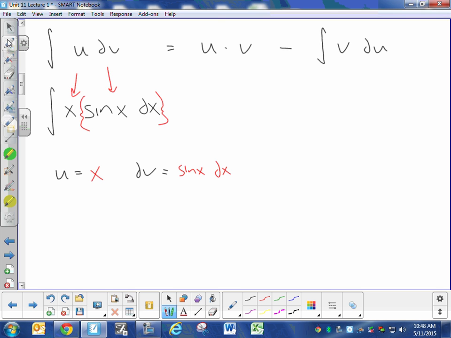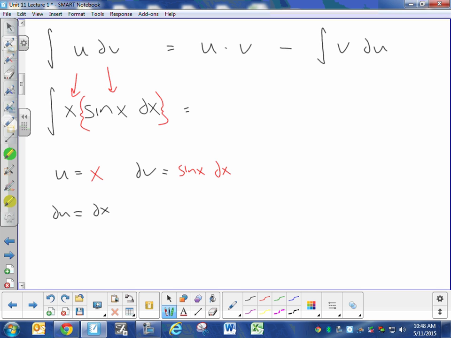Now, I say that I can rewrite this as uv minus the antiderivative of v du. But I don't know what v is, and I don't know what du is right now. But I actually can find du, and I can find v. How would I be able to find du if u is equal to x? Just the derivative. If u is this, the derivative du would be equal to the derivative of x, which in this case is just dx.